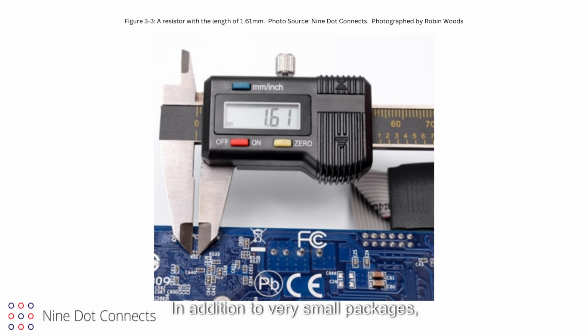In addition to very small packages, many integrated circuits are now housed in very tight-pitched leaded parts and BGAs, ball grid arrays, that cannot be accessed using a soldering iron. Assemblers are now using automated equipment, as much as possible, to handle the assembly.